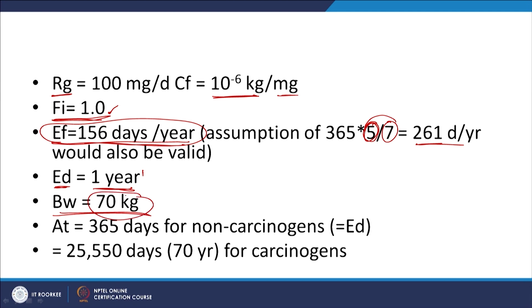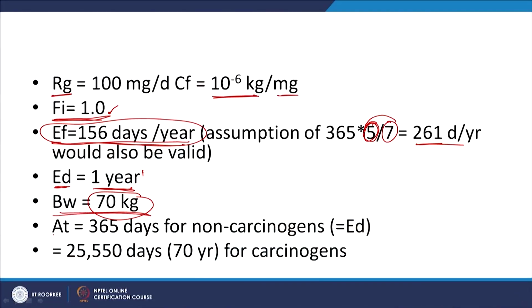Again, this is where the uncertainties creep into the analysis, as in body weight. My body weight might be different, or certainly is different, from 70 kgs, your body weight will be different and so on. So, how do I put a particular number on this? In this case we are looking at the standard values, and again these are the uncertainties that come into the picture. Averaging time, as I mentioned, is equal to exposure duration for non-carcinogens, that is 365 days, and for carcinogens it is equal to the lifetime, which is 70 years, right.